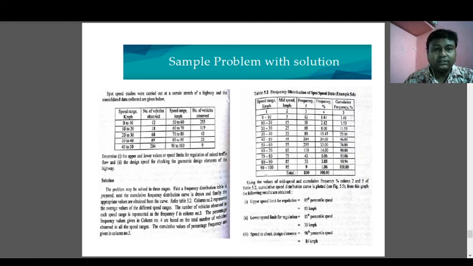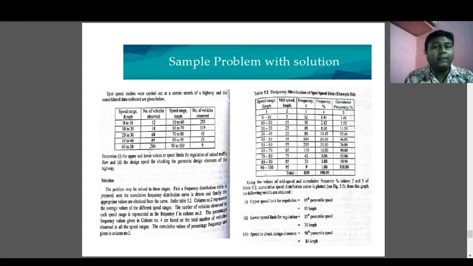So this is the speed range and this is the frequency, meaning the number of vehicles. What they asked is to determine the upper and lower values, or the speed limits, for regular or mixed traffic flow. Upper means the 85th percentile speed and lower means the 15th percentile value.